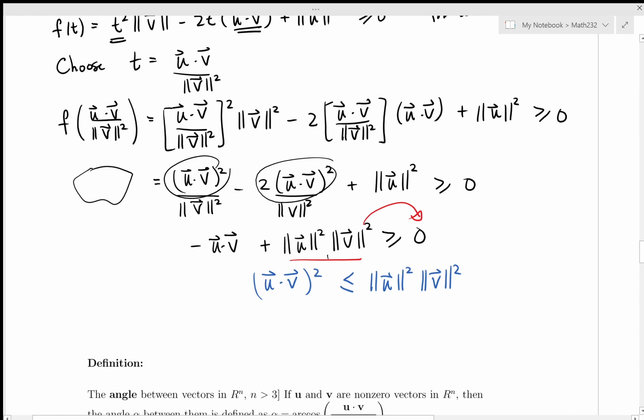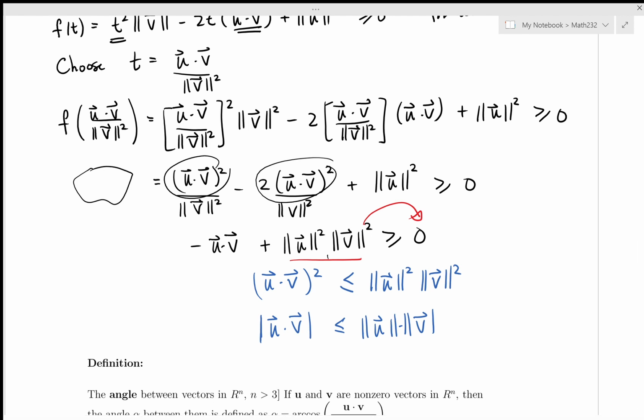And then all I have to do is take the square root of both sides, and when I'm careful, when I take the square root of something squared, that is the absolute value. So the absolute value of u dot v is less than or equal to the norm of u times the norm of v. How exciting is that? There you go. Proof of the Cauchy-Schwarz inequality.